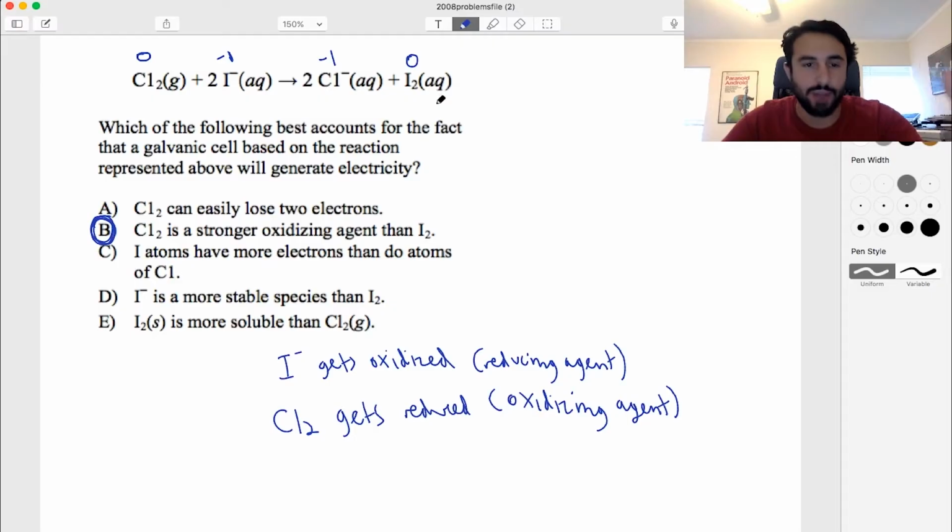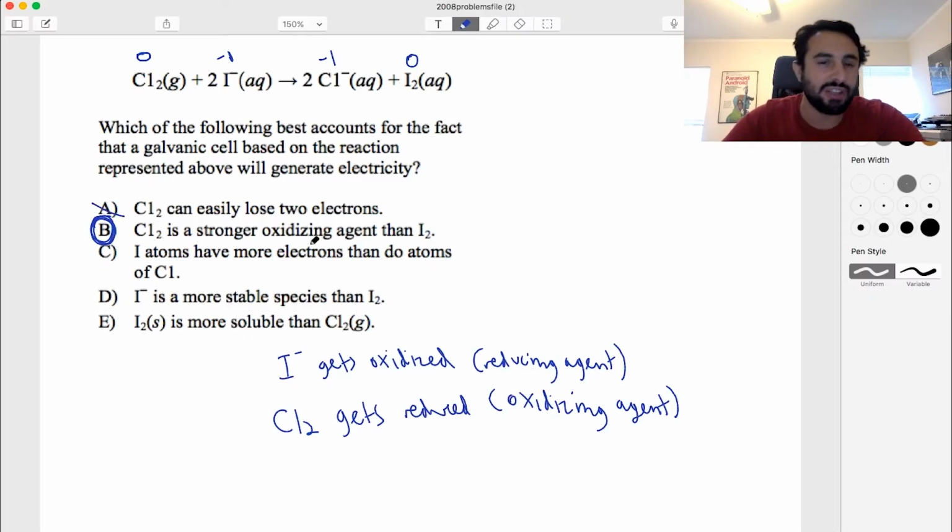We have to identify certain things. And then looking at these, the rest of the answers just don't really work. Cl2 can easily lose 2 electrons? Well, it can't really easily lose 2 electrons. Also, it's not doing that. It is the one that is gaining the electrons because it is getting reduced. So that just doesn't make sense.